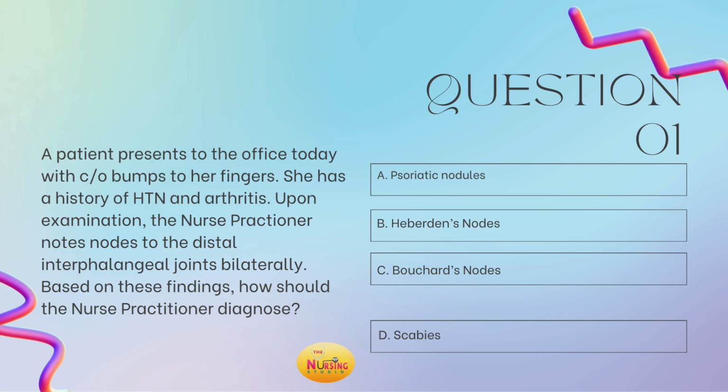So we know that when we're talking nodes and we're provided with specific locations, especially distal and proximal interphalangeal joints, we begin to think of Heberden's and Bouchard's, especially secondary to patients with arthritis, right? And here, based on the location distally, this is diagnosed as Heberden's. So B would be your best answer because Heberden's nodes are typically found at the distal interphalangeal joints, whereas Bouchard's nodes are typically proximal. Okay.